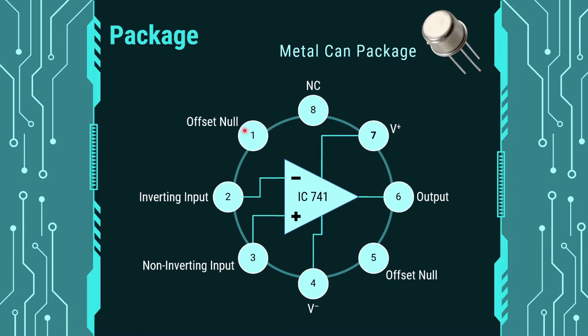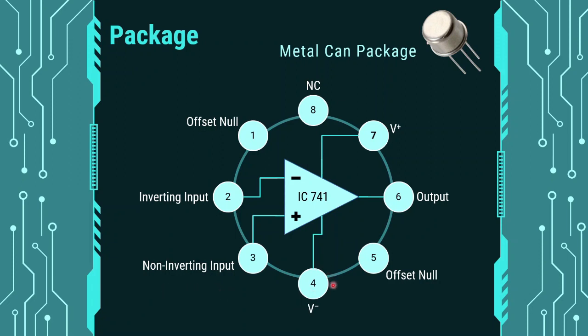This is the metal can package of IC741. It is an 8-pin configuration. It has 8 pins. The first pin denotes the offset null. The second pin denotes the inverting input terminal. And the third pin denotes the non-inverting input terminal.